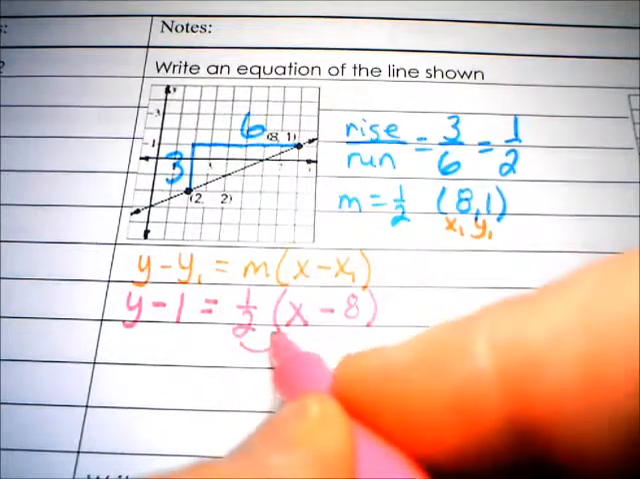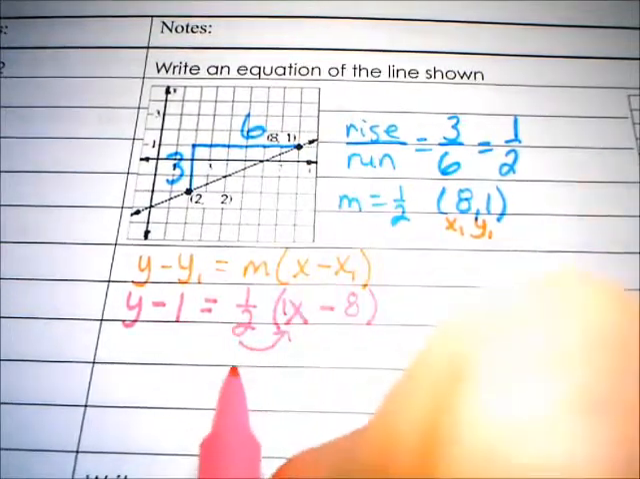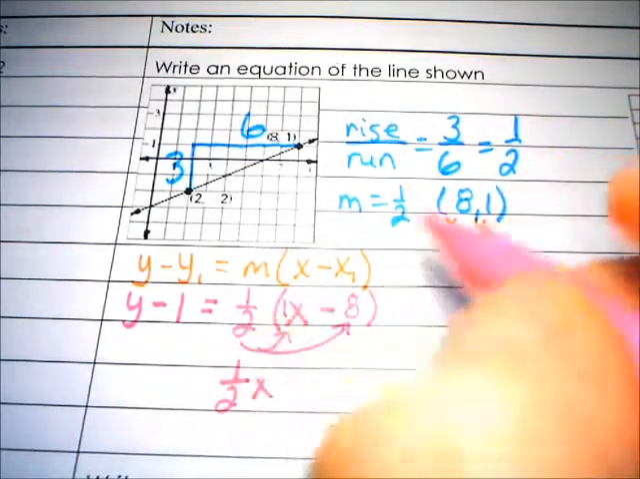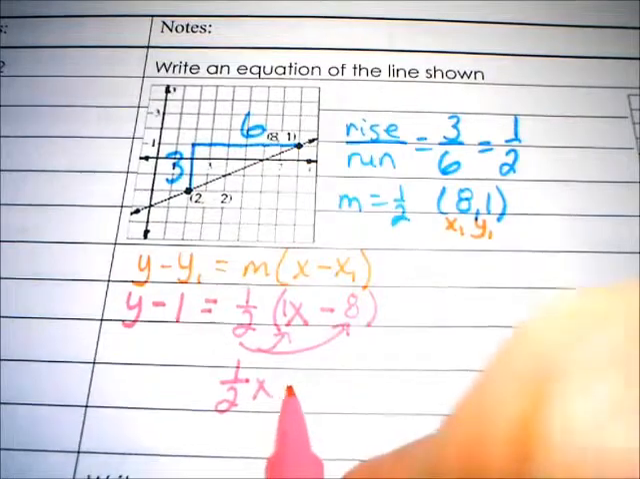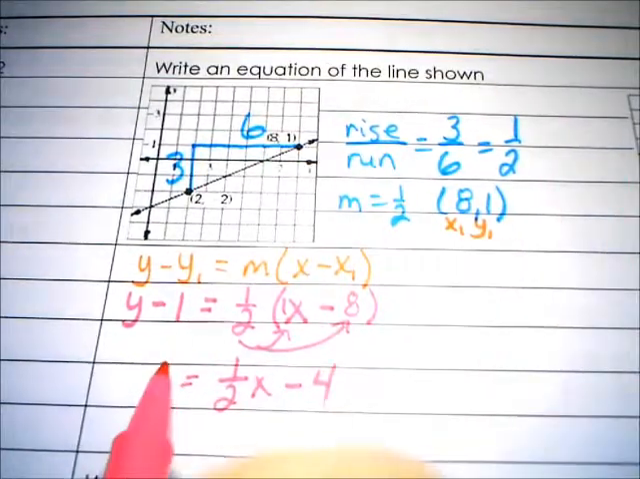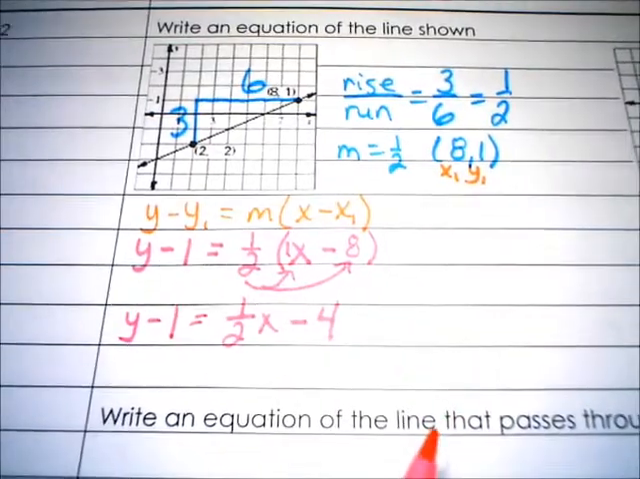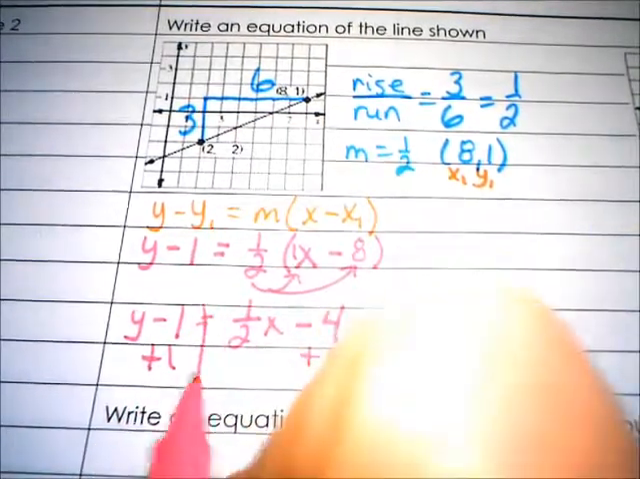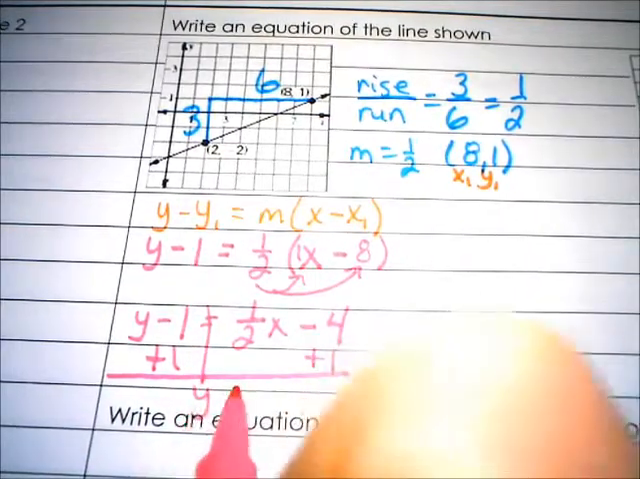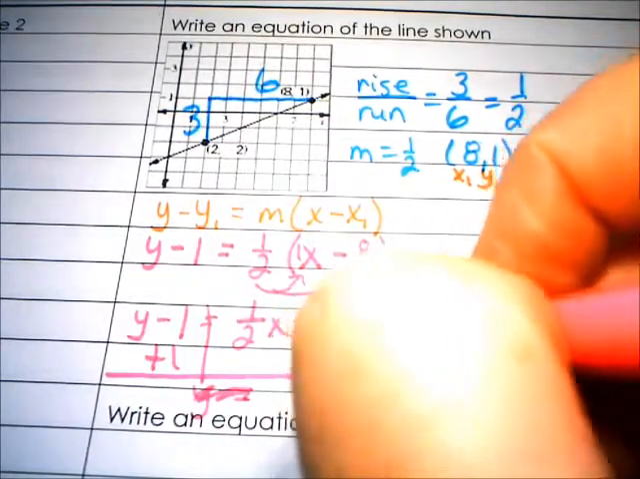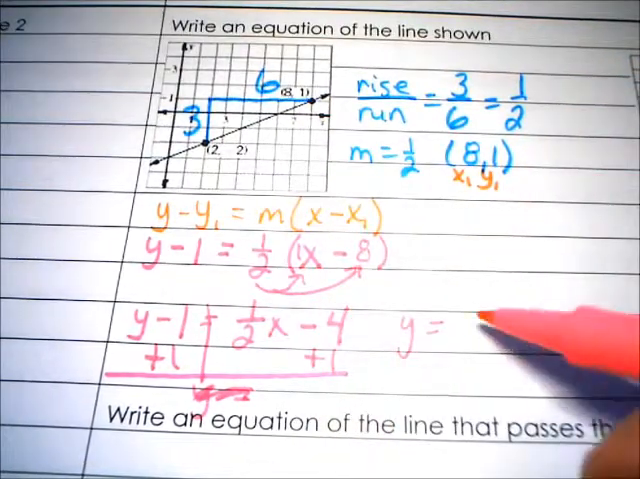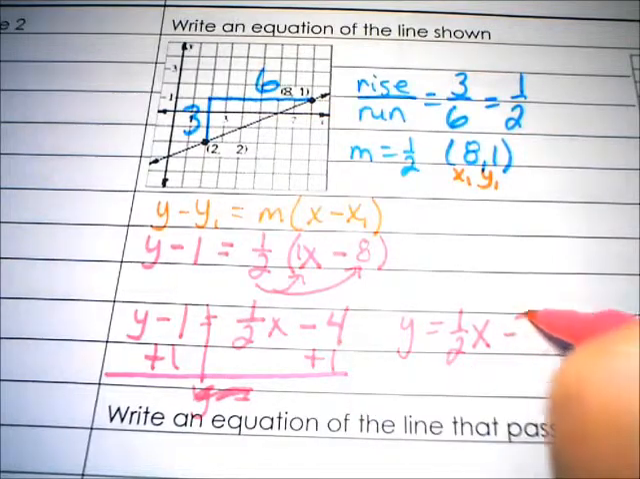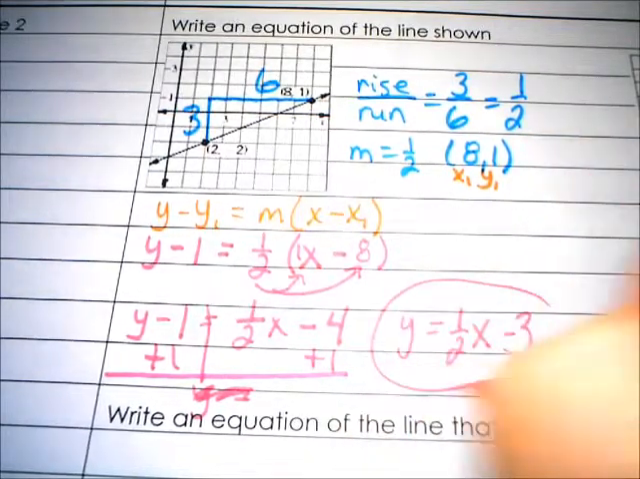I need to distribute. 1/2 times 1 is still 1/2. And then 1/2 times 8, I have to take half of 8, which is 4. Move the constant is your next step. So I'm going to add 1 to both sides. And my equation is y equals 1/2 x, and negative 4 plus 1 is a negative 3 for your answer.